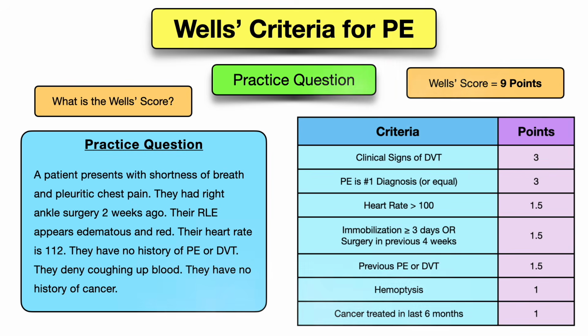Their score would be 9 points. 3 points for clinical signs of DVT with their right lower extremity edema and redness. 3 points for PE as number 1 in the diagnosis for their shortness of breath and chest pain. 1.5 points for a heart rate greater than 100, and 1.5 points for their recent surgery. This would mean they are high risk for PE, and PE is likely.